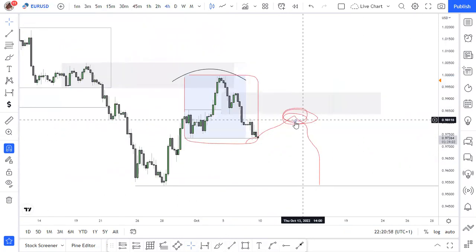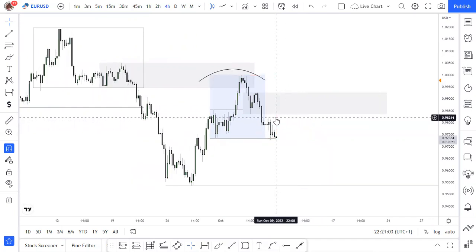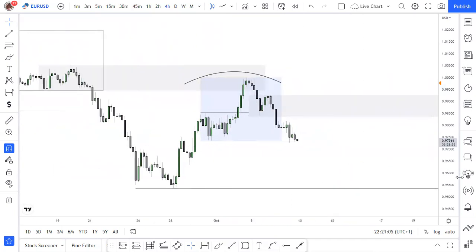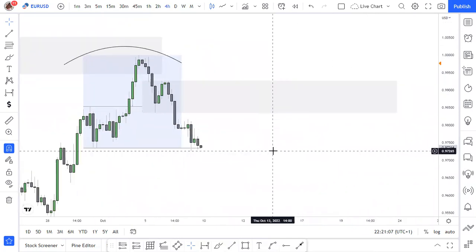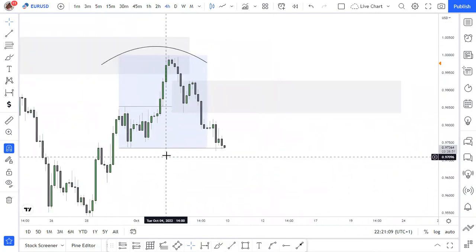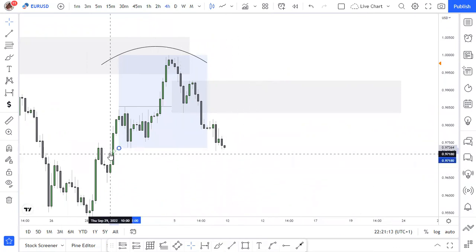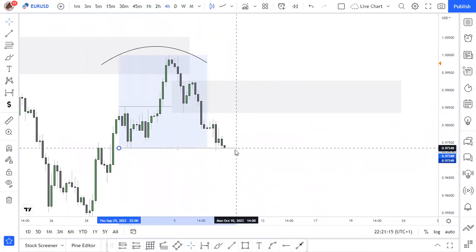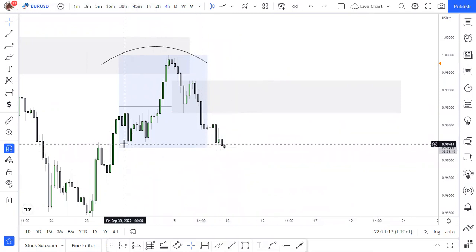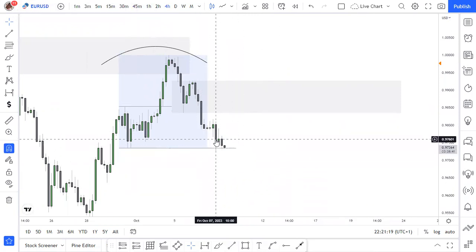So here on the 4 hourly time frame structure, I can't really say we've had a break of structure on the 4 hour, because we are yet to get a body close below this low. We just have a weak break.